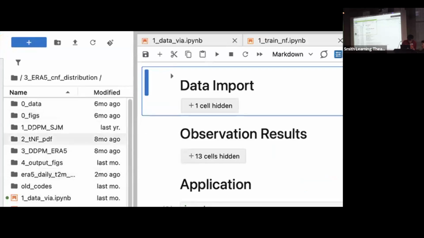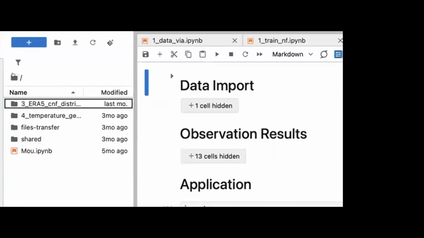Yeah, just go to the initial page, maybe. Okay. Yeah. Where is it? Create a new one. I haven't uploaded yet.